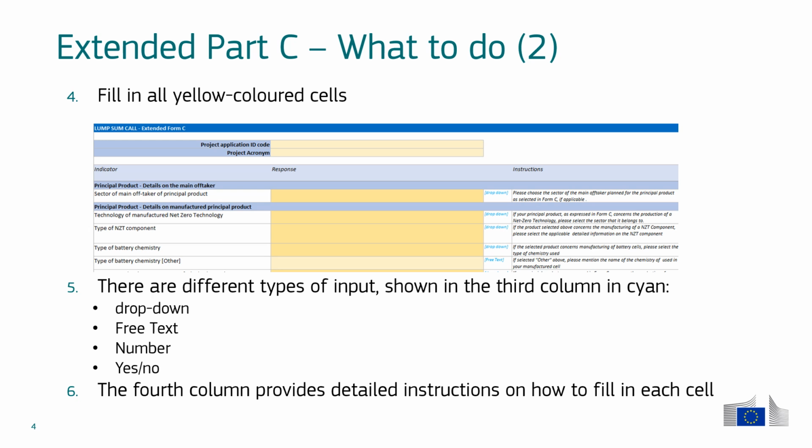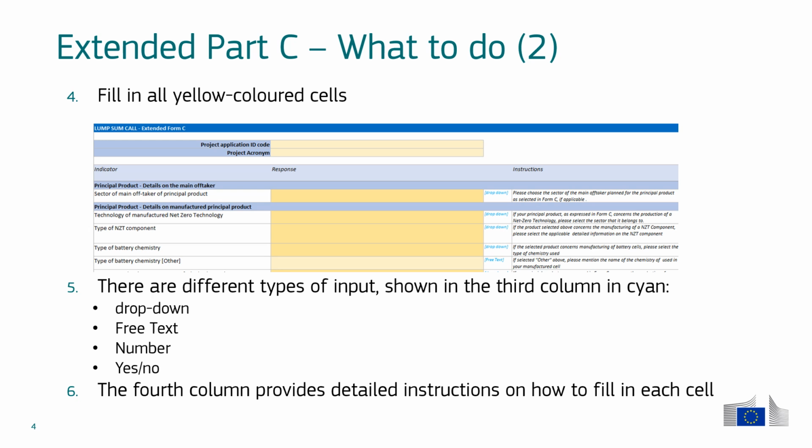There are different types of input. Overall, for each indicator, the expected type is shown at the third column in cyan color. This type includes drop-down menus, where you select the appropriate value from the list, free text fields, where you enter relevant information in your own words, numerical fields, where you need to input precise numerical values where required, and yes/no fields, where you choose between the available binary options.